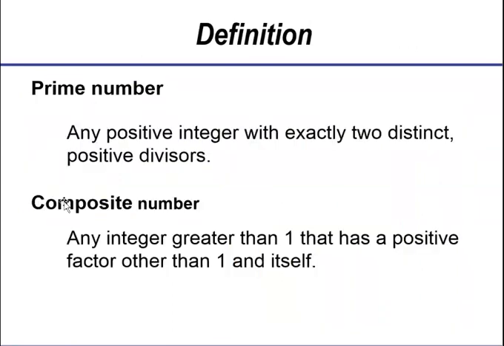So that brings me to a definition. A prime number is any positive integer with exactly 2 distinct positive factors. Notice this definition extended to integers, but we haven't had the integer conversation in this class yet, so you could exchange that with whole numbers. So any whole number that has exactly 2 distinct, which means they're different, positive divisors, is considered a prime number. That will extend to integers when we get to integers. A composite number, on the other hand, is any integer greater than 1 that has a positive factor other than 1 and itself. So that means it would have 3 or more divisors.